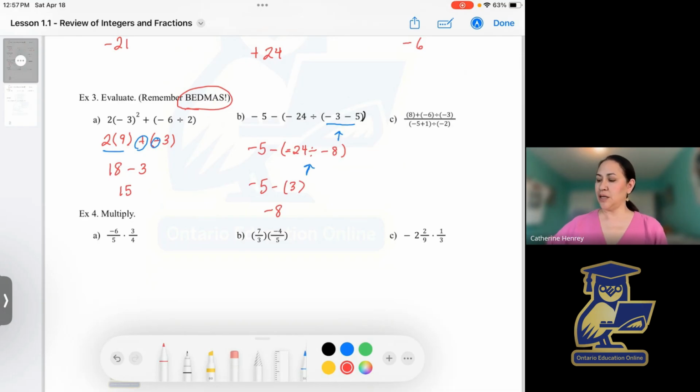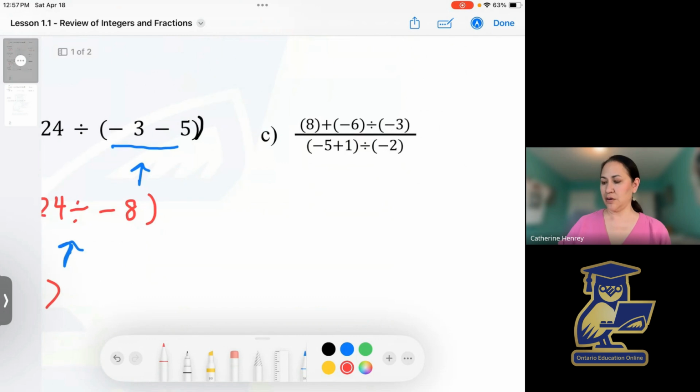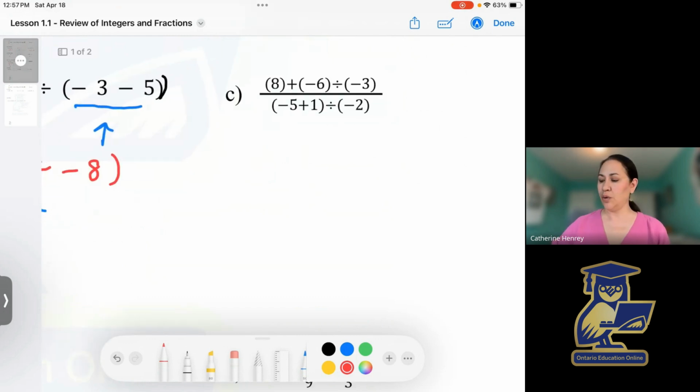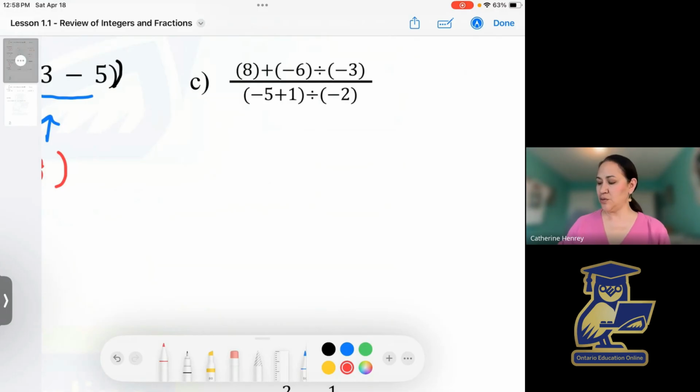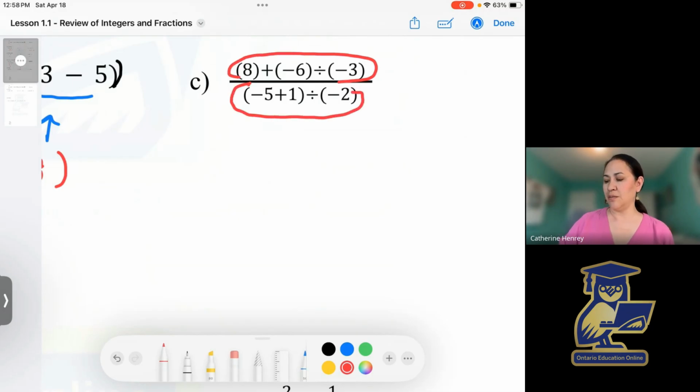For C, I want to take a close look here. Sorry, it's written so small on your worksheet. But when we have a fraction like this, what we want to do is focus on evaluating everything in the numerator, evaluating everything in the denominator, and then simplifying from top to bottom. So let's start here with 8 plus -6 divided by -3. The division has to be done first. So I'll have 8. -6 divided by -3 is going to be a positive number. So I'll have positive 2.